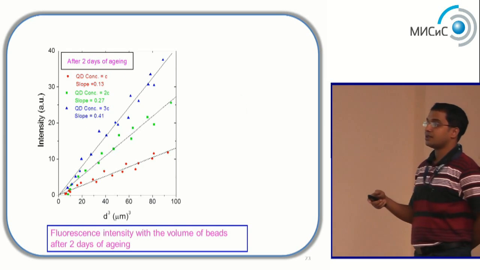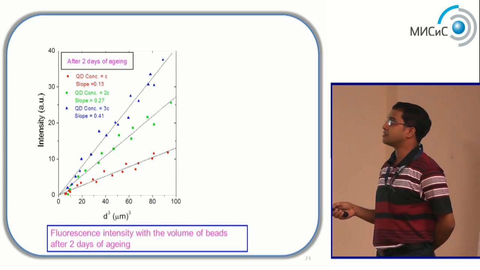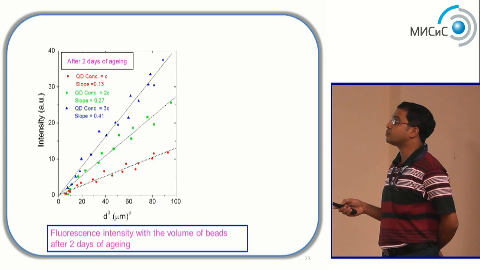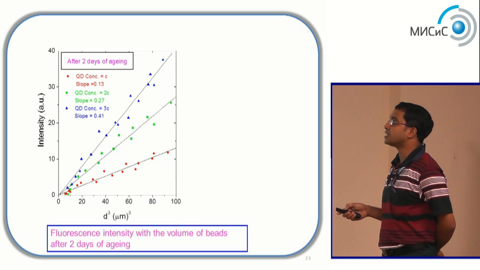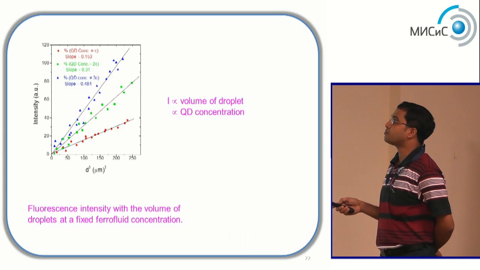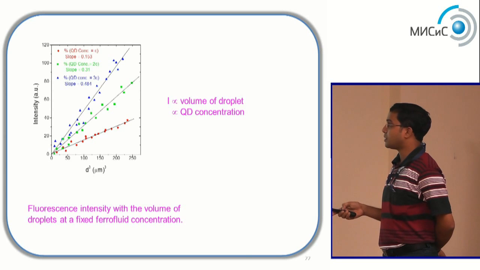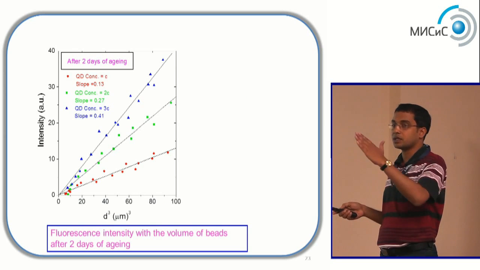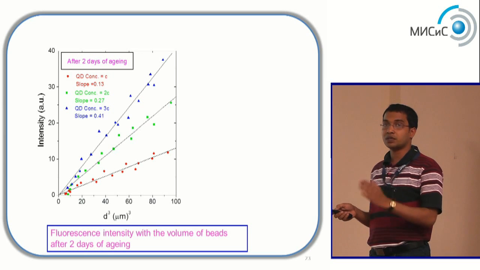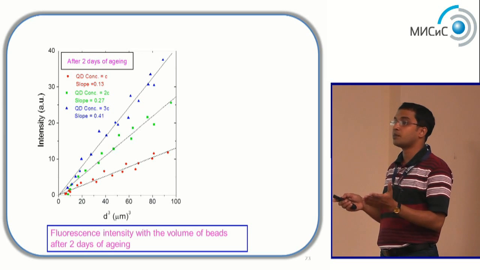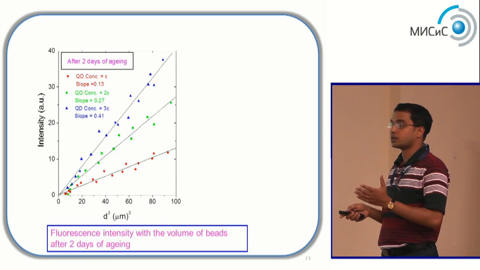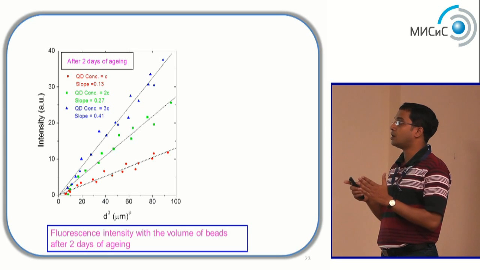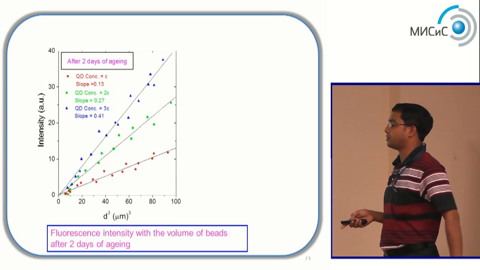But interestingly, after 2 days, due to the aging effect, you can see the slope slightly reduced. The first slope was 0.153, but later the slope is 0.13, so the slope is going down. So the main question, as I said, is the stability of quantum dots. We should care about the stability of this kind of sample.